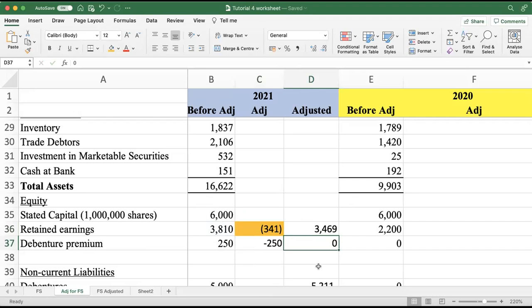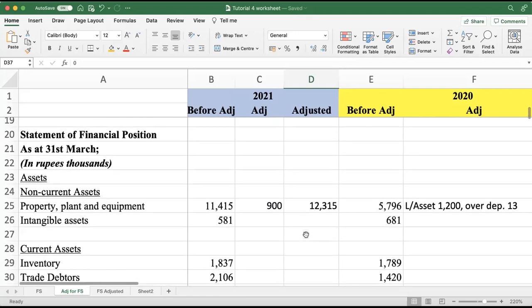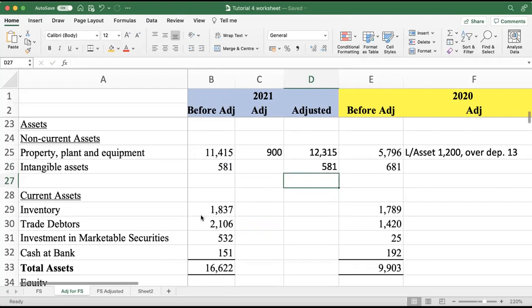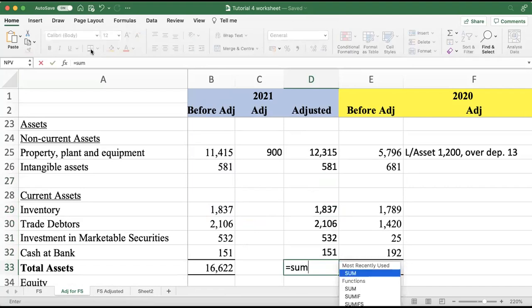So these points we studied last time. So there is nothing new. We have already studied. Then we can take the rest of the values. Intangible assets, there's no change. Current assets, you see values are same as before adjustments. There are no adjustments to the current assets. Then you can take the total assets.